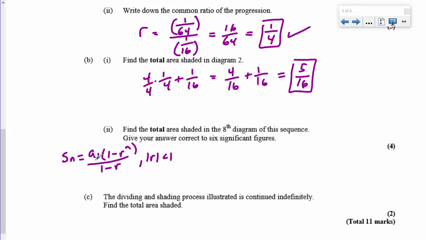So a1 is the first area, which is the area of square A. I know that to be a fourth already. So this is a fourth times 1 minus r, which is also a fourth, to the power of n. Now n is the number of squares I have, which is the 8th diagram, so there's 8 squares. And this is going to be over 1 minus a fourth, which is the r value. So we're going to figure out what this is in a calculator.